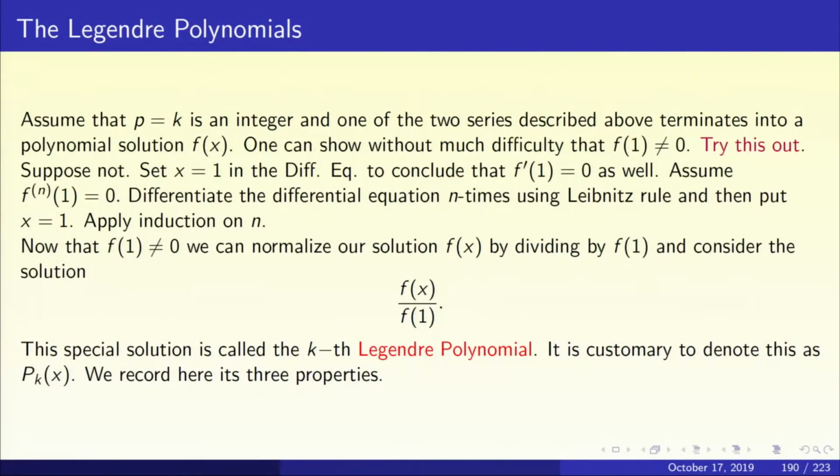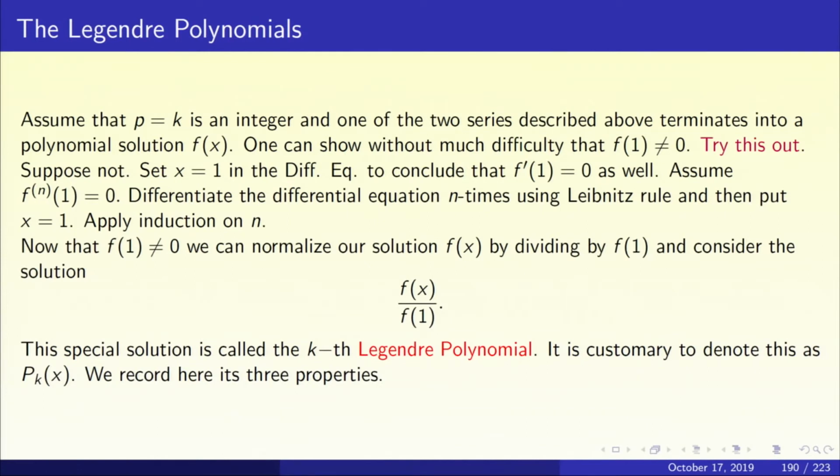And so we have completely clarified the radius of convergence of these series. And in the special case when p is an integer, exactly one of the series terminates and we get a polynomial solution, and these polynomials are called the Legendre polynomials. So now let us look at these Legendre polynomials in detail.